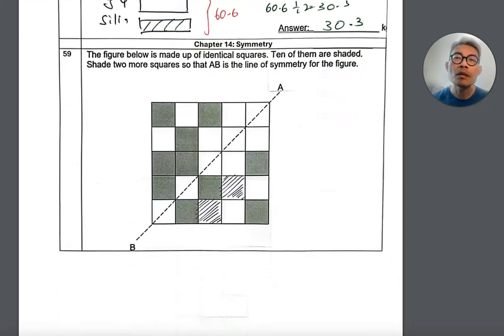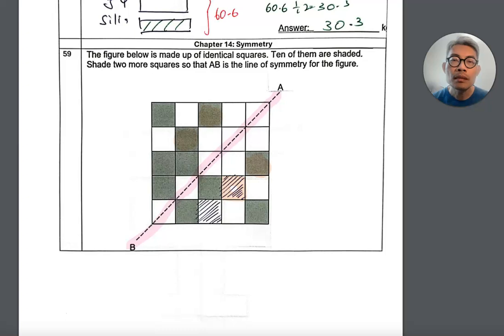Next one, the figure is made of identical squares. 10 are shaded. Shade 2 more, so that AB is a line of symmetry. So if this is supposed to be the line of symmetry, AB, right? Then it must cut this figure into two equal parts. So let me just check. Alright, here I see a square here. Okay, on this side there's a square. On the left hand side of this side there's a square here. Here no square, so I shade one square.